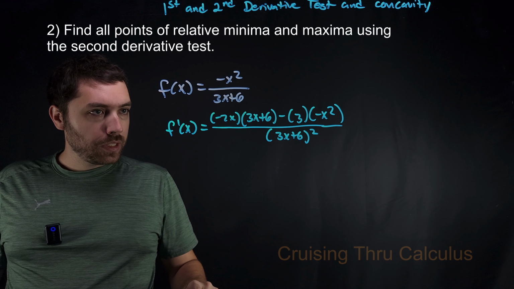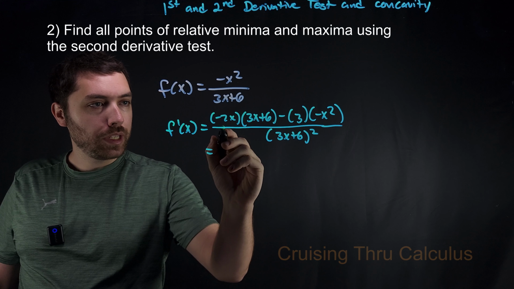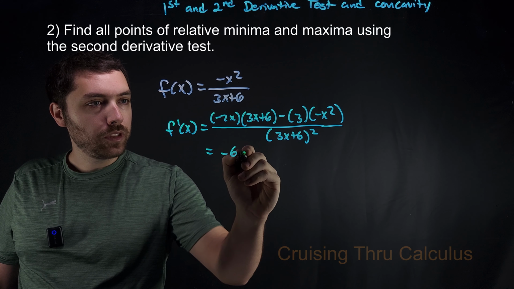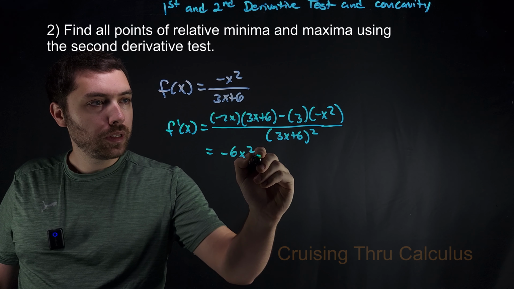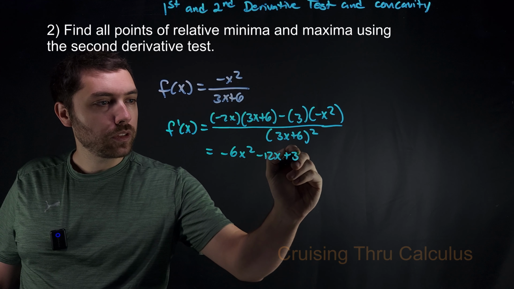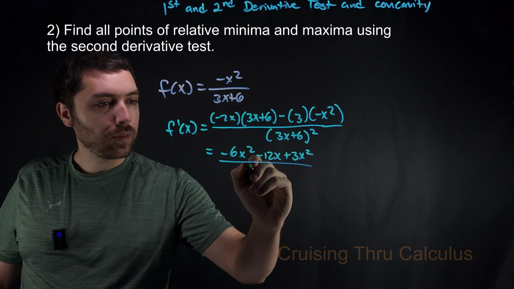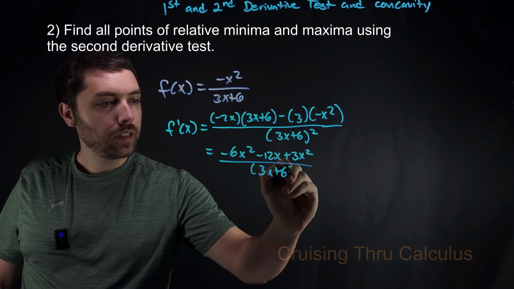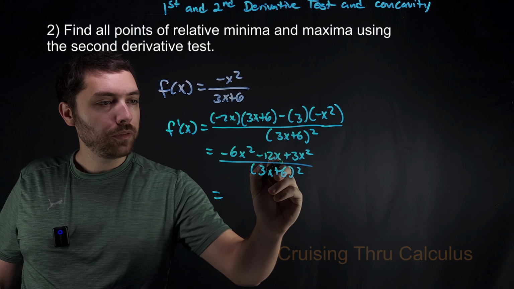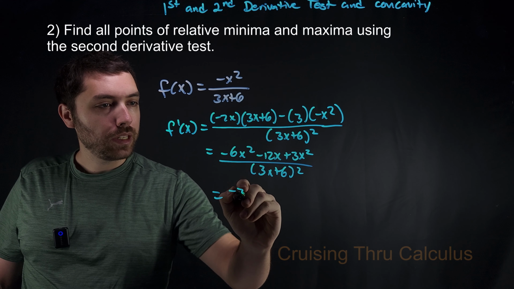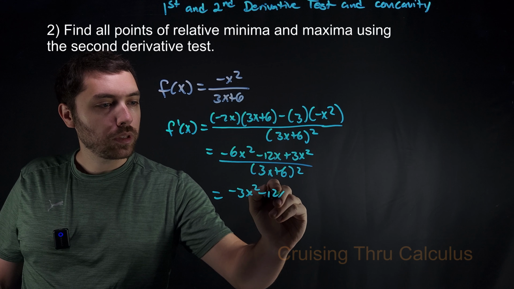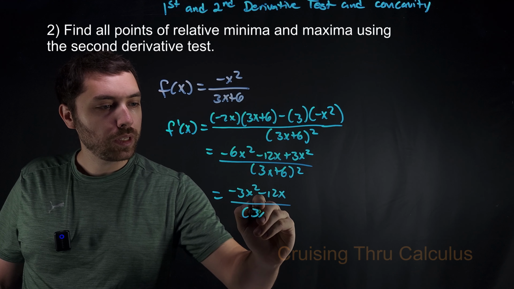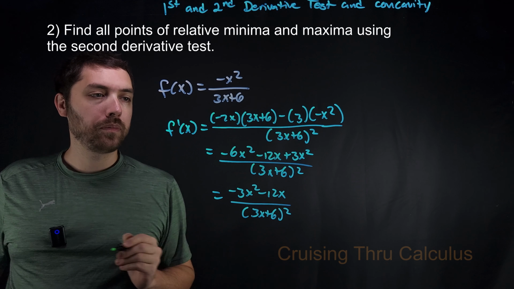Okay, so let's see if we can simplify this a little bit here. We're going to get negative 6x squared minus 12x plus 3x squared over our denominator here. And then we can simplify that a little bit further, because we're going to get negative 3x squared minus 12x over (3x plus 6) squared.